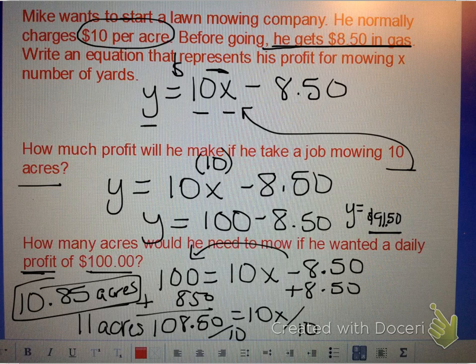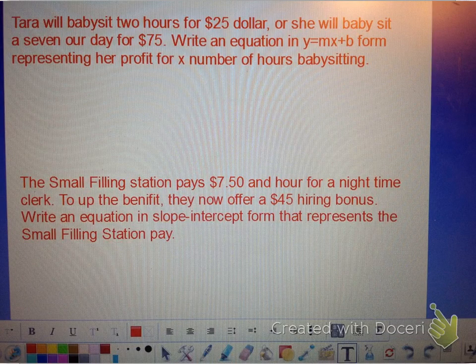All right, let's look at another one. Okay. So now this says Tara's going to babysit for 2 hours for $25, or she will babysit a 7-hour day for $75. Write an equation in y equals mx plus b form representing her profit for X number of hours babysitting.